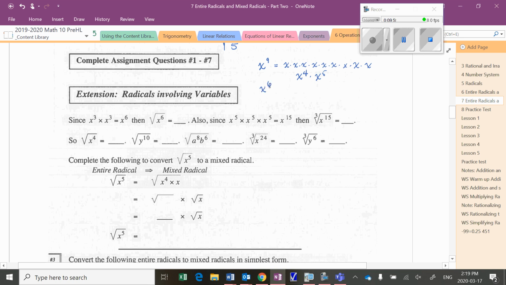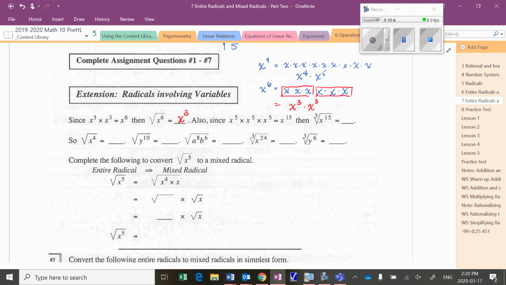Whereas if I take something like x to the 6, if I write that out, we've got x times x times x times x, times x times x. In this particular case, I can split that into two equal groups. So then we've got x cubed times x cubed. So x to the 6 is then a perfect square. Okay, so you can see right here they've got x cubed times x cubed is x to the 6, so the square root of x to the 6 then is x cubed, because you're asking what times itself equals x to the 6, and it is x cubed.